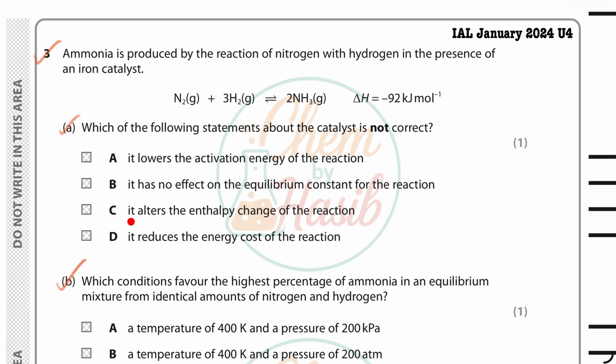Option C says it alters the enthalpy change of the reaction. That is a wrong statement. Catalyst never alters the enthalpy change for a reaction. As we already studied, if you remember in Hess's law, the enthalpy change for a reaction is independent of the route taken from the reactants to the products. So if you add a catalyst, the route changes, the mechanism changes. The catalyst lowers the activation energy, but the enthalpy change remains the same.